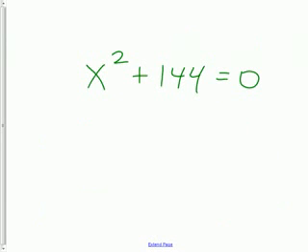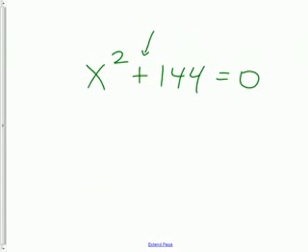First of all, is that in standard form? What are the two things it has to be? It has to be set equal to 0, right? Is it set equal to 0? Yes. And it's supposed to be in order from the biggest to the smallest degree. Is it? Yes, it is. And it's okay that there's no missing middle term.